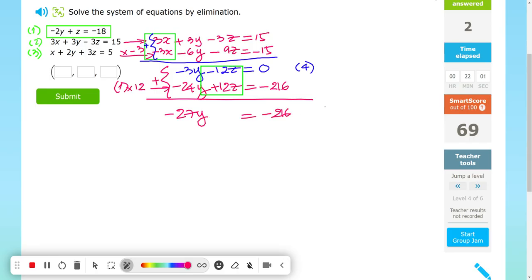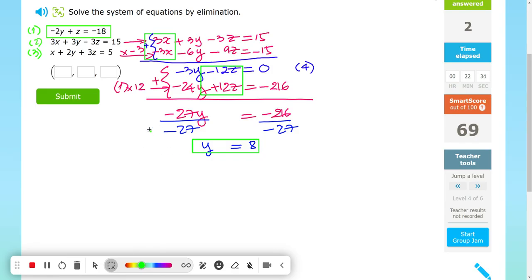Now take a look over here. I would divide 216 by negative 27. It comes out positive 8. So we divide negative 27 on both sides, and I come out with y equals positive 8. Let's box this over here. So you come out with one unknown.